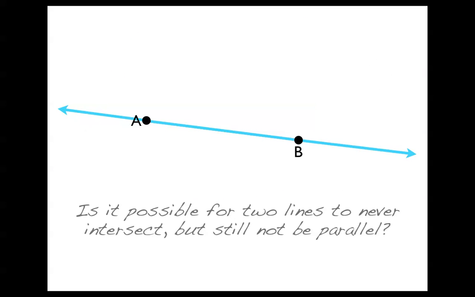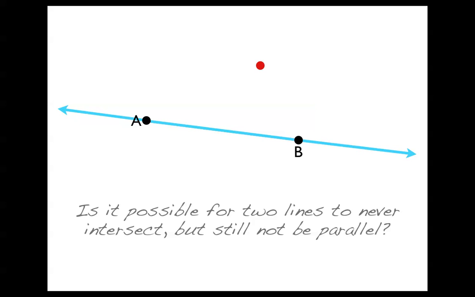Question for you. Is it possible for two lines to never intersect but still not be parallel? Actually, the answer is yes, and this is kind of a trick question. See this red dot? I want you to picture that there's a line going through this red dot, but it's not parallel to line AB.